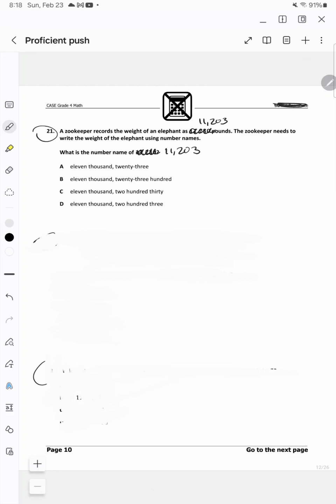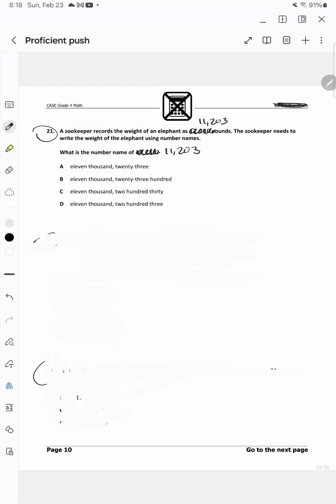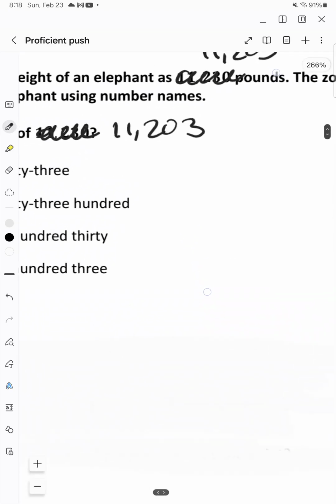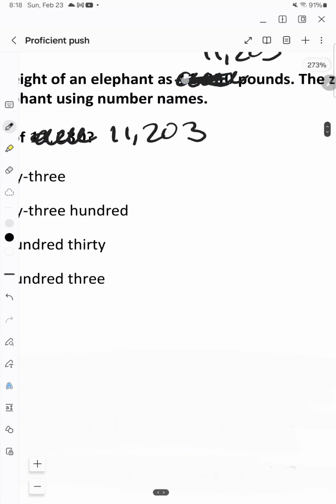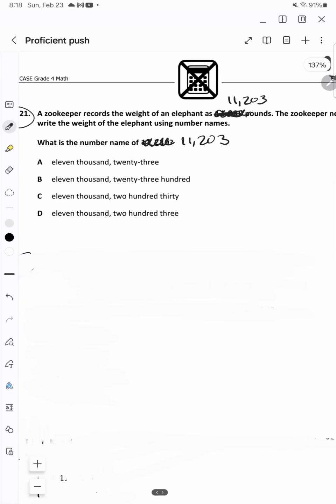Alright, so I will make an additional video discussing the other problems that are just erased. But I will go ahead and fill this in. Let's see. It says a zookeeper records the weight of an elephant as 11,203 pounds. The zookeeper needs to write the weight of the elephant using the number names of 11,003 pounds. Now, again, for your homework, obviously, I scratched out the numbers. So you will not have the same answer choice. But I used one that the answer choices already had.